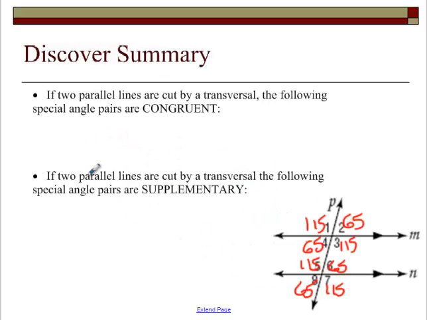So, let's take a look at this. If two parallel lines are cut by a transversal, which basically just describes the picture, the following angle pairs are congruent and supplementary. We already found out which ones were supplementary. Same side interior and same side exterior.